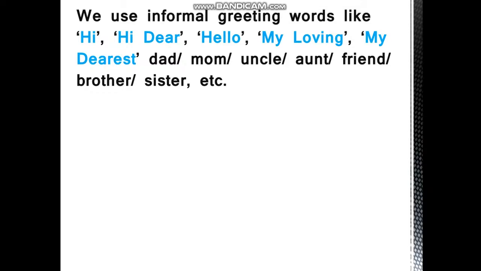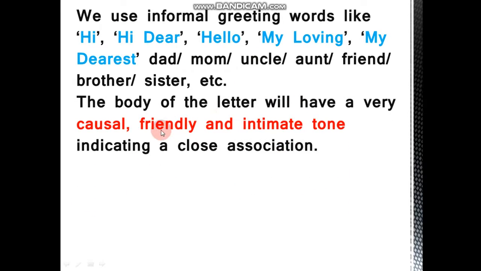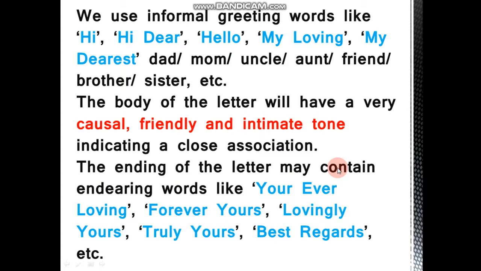So we use informal greeting words like hi, hi dear, hello, my loving, my dearest. That is, hi dear dad, or hi dear mom, or hello mom, or my loving uncle, or my dearest brother or my dearest sister. That is the kind of informal language we use because we know them very well. The body of the letter will have a very casual, friendly and intimate tone indicating a close association. The ending of the letter may contain endearing words like ever loving, forever yours, lovingly yours, truly yours, best regards. You can use truly yours and best regards here too, but it's more of a loving tone, like ever loving, which you cannot put in a formal letter, correct?